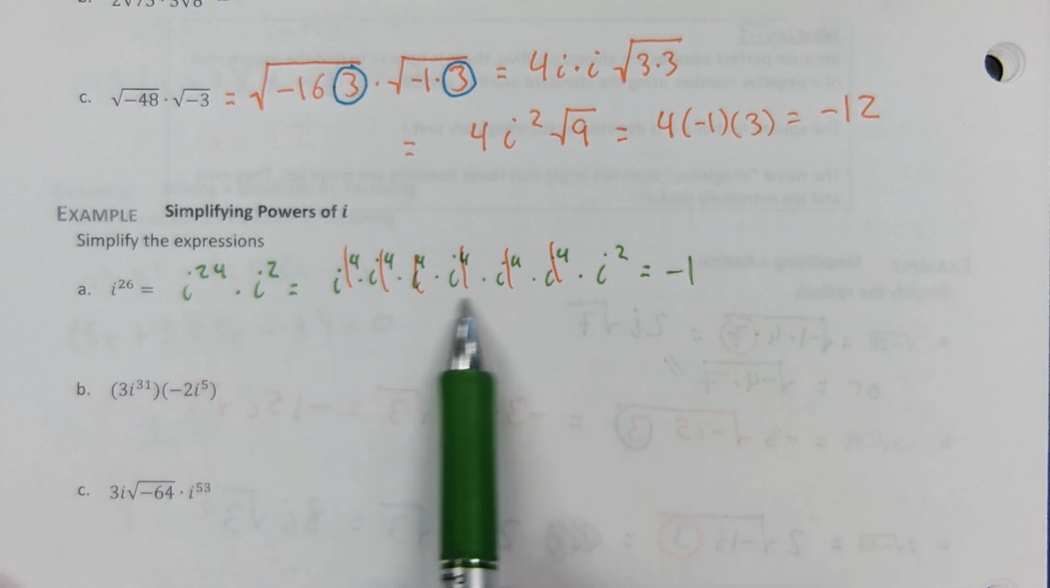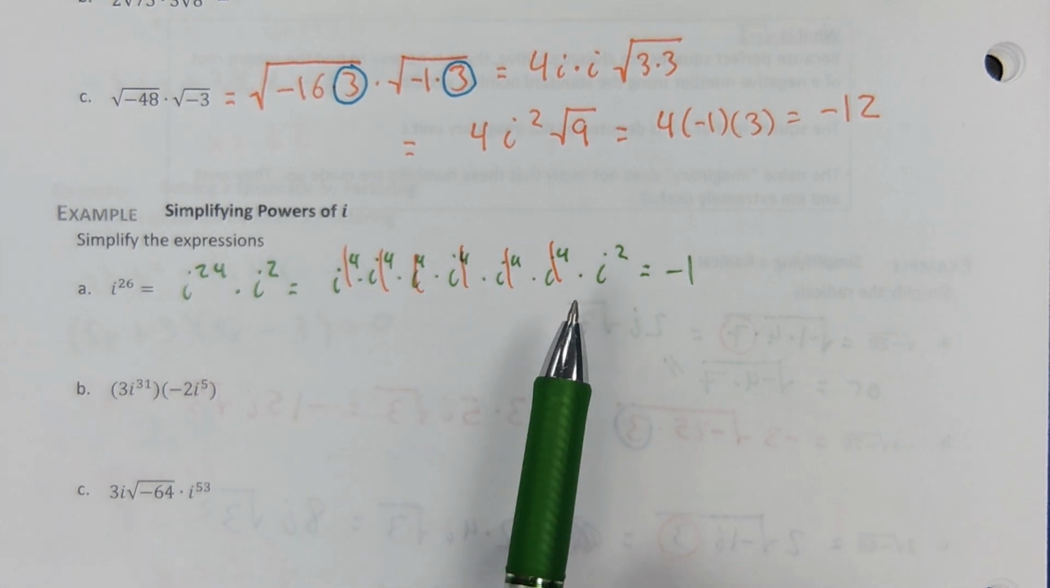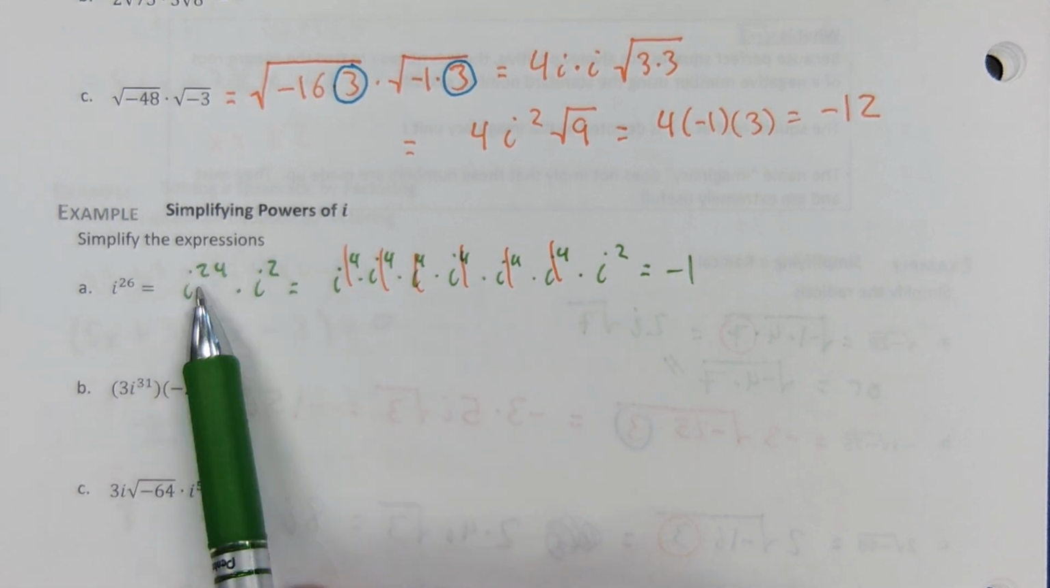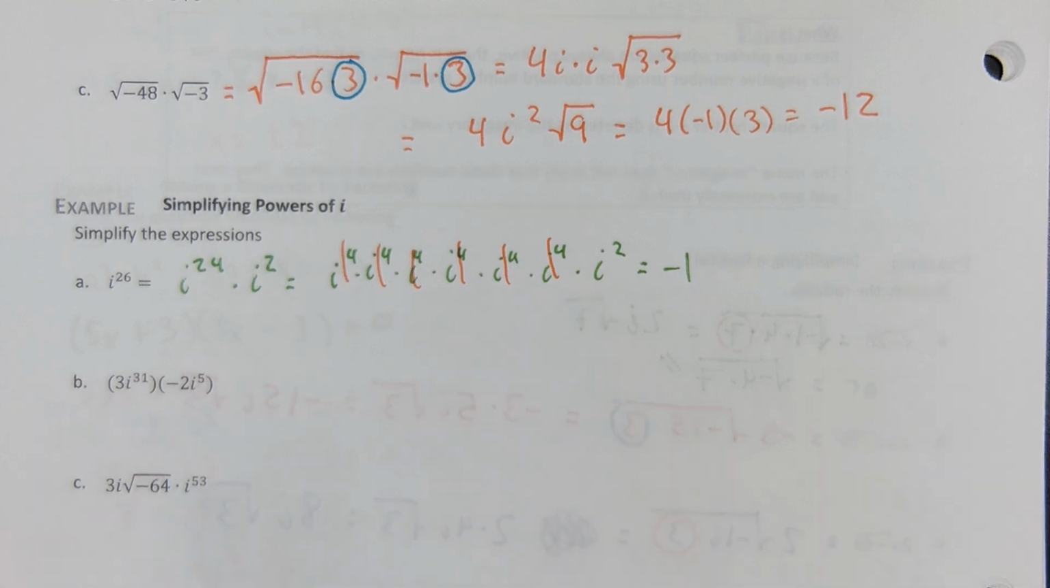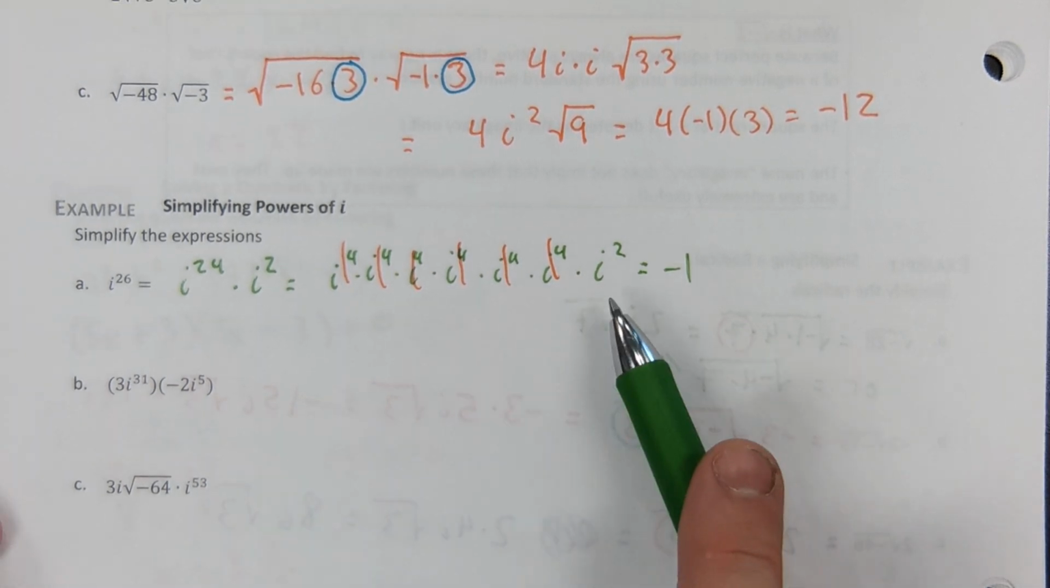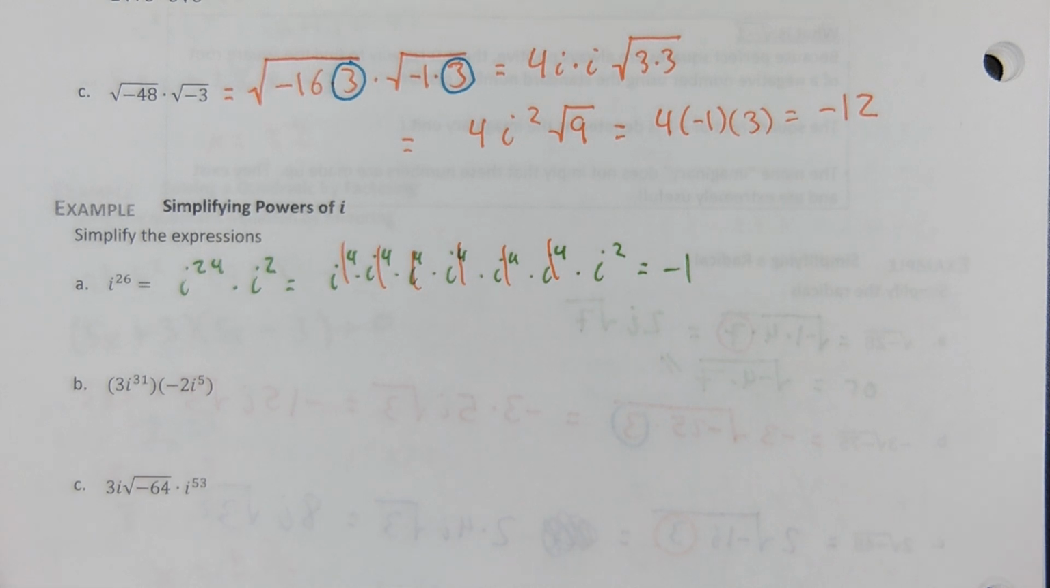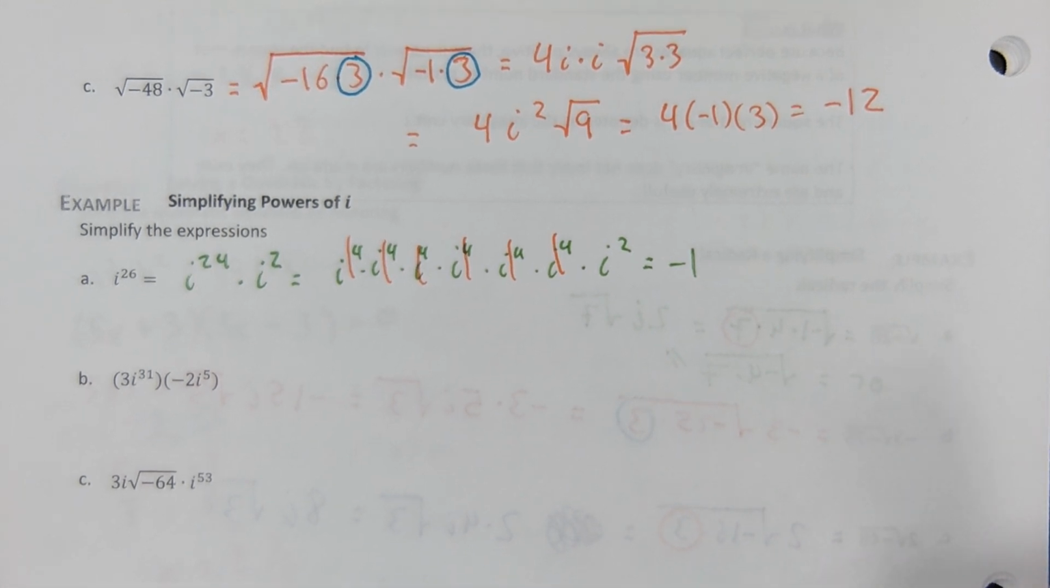I never would have written these out. I would have just said, oh, that's i to the 4th a bunch of times. And i to the 4th is 1. And you could multiply 1 by itself as many times as you want. You're always going to get back 1. i squared is negative 1 by definition.